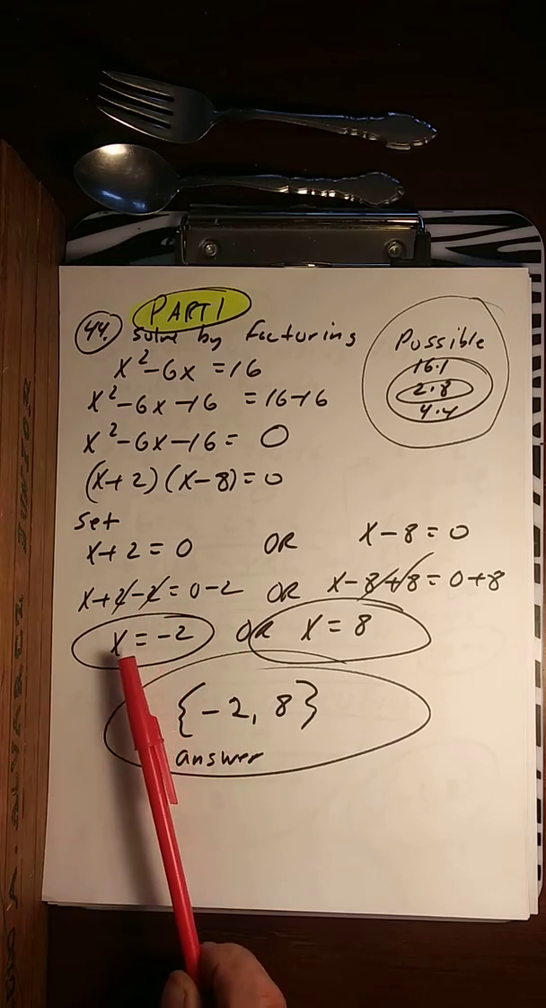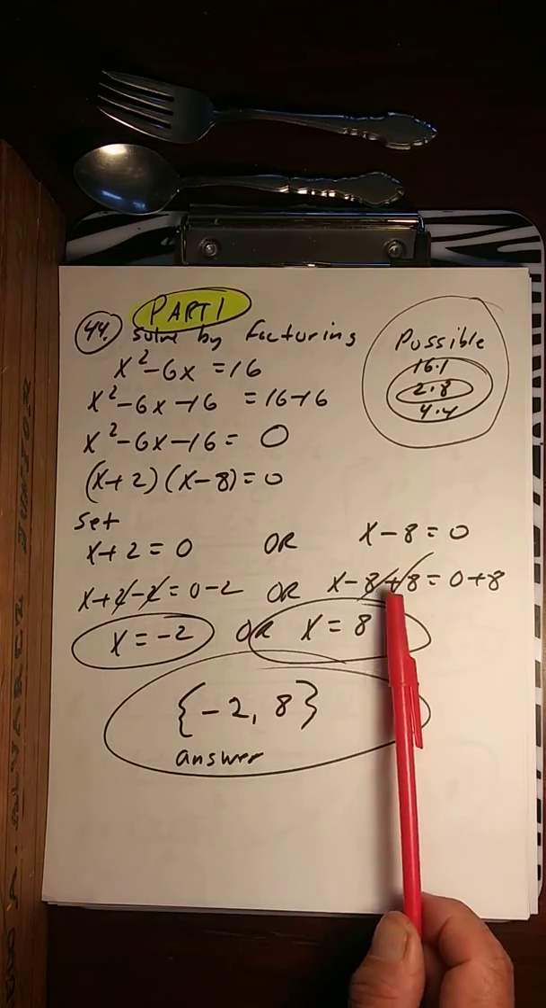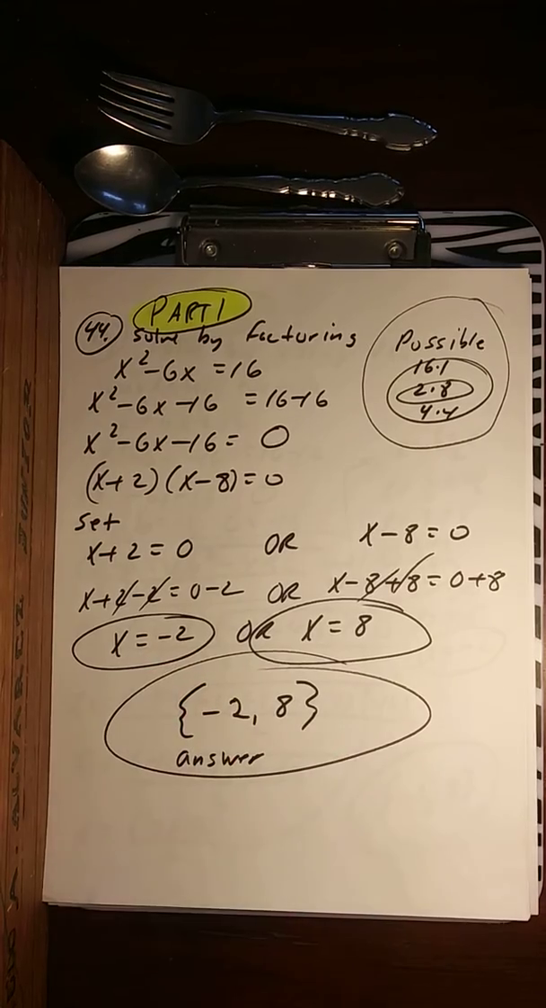So x plus 2 equals 0. Subtract 2 from both sides, so x is negative 2. X minus 8 equals 0. So add 8, so x equals 8. So we have negative 2 and 8.